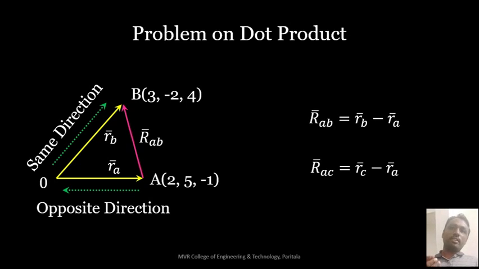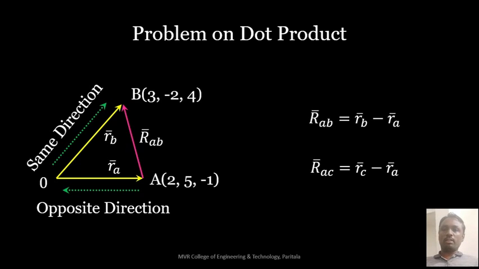So how can I represent RA bar, RB bar, RC bar? Because we need to identify RAB as well as RAC. If you want to represent small RA, let us take the point A. What is the point A? 2, 5, minus 1. We are taking the rectangular coordinate system. What are the unit vectors in the rectangular coordinate system? AX bar, AY bar and AZ bar. What is the x component here? In the x place it was 2, in the y place it was 5, in the z place it was minus 1. So the x component is 2, the y component is 5 and the z component is minus 1. So the vector is 2 AX bar plus 5 AY bar minus AZ bar.